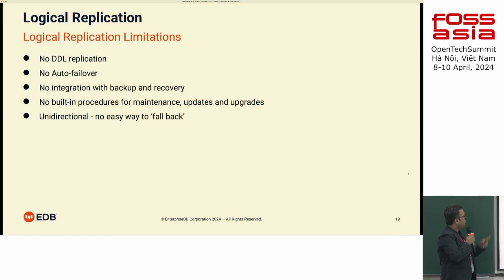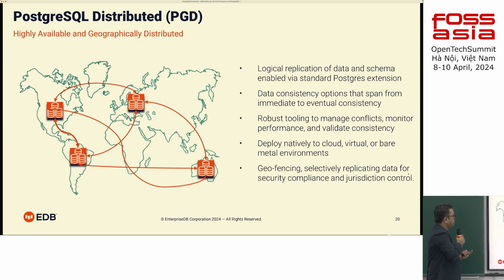Now, I'll not talk much because I have a time limitation, but one of the limitations of logical replication is that it doesn't replicate DDL. I think it is under consideration, but improvement in logical replication for DDL is possible. It doesn't do auto failover by default. It requires some kind of proxy, and if the node fails, it doesn't fail back again. So that's where distributed Postgres comes into the picture, PGD.